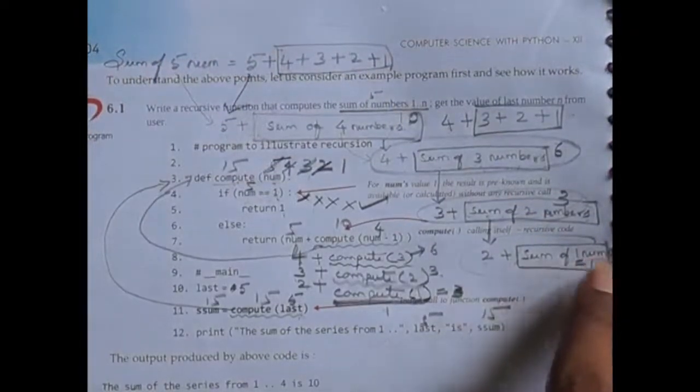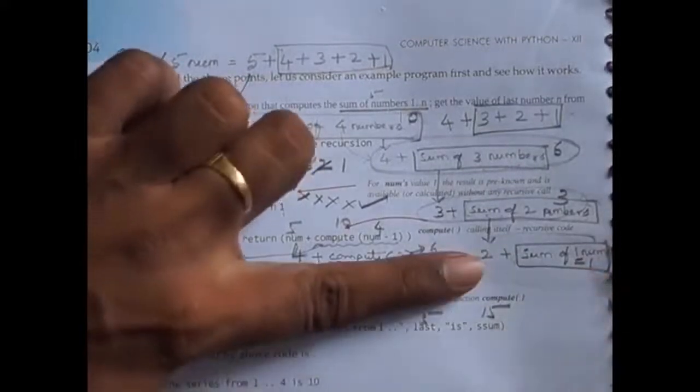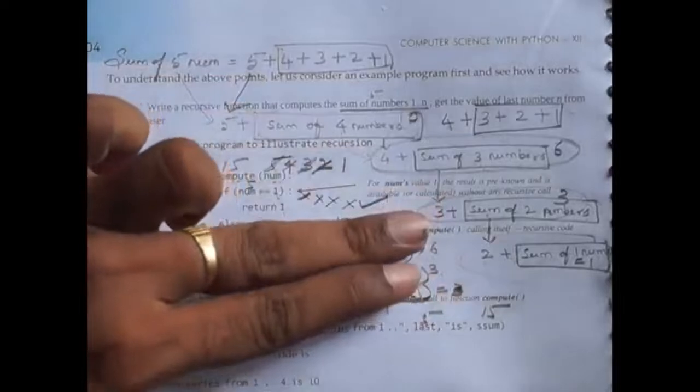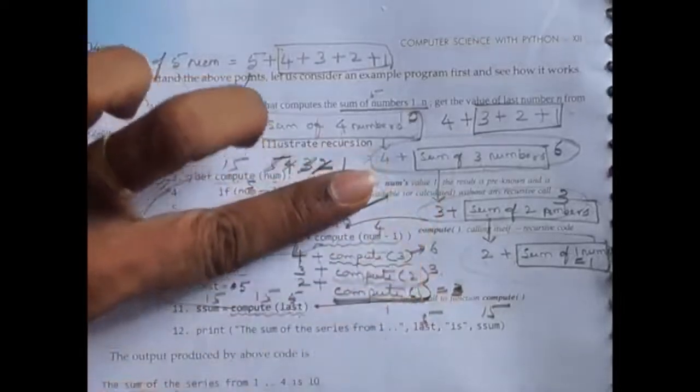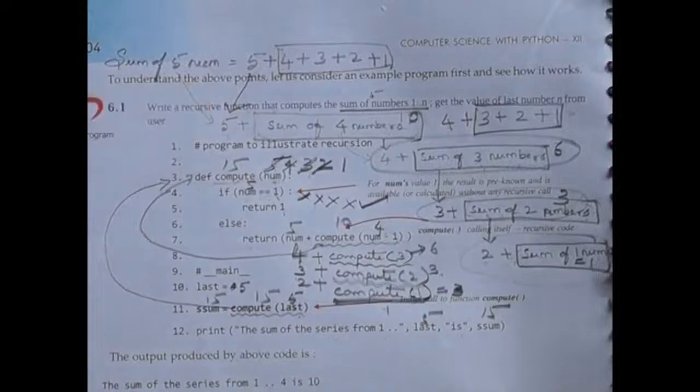Sum of num value is 1, so that we find the value for this level, so that we can find the value for this level. At last we can find the value for this level. Understand? So hope you understand.